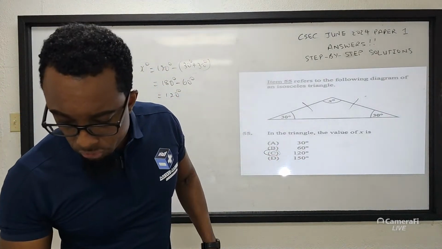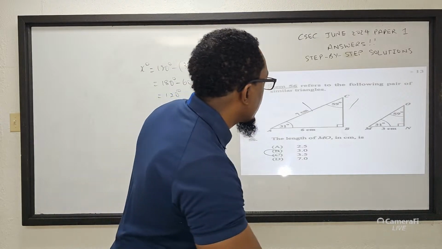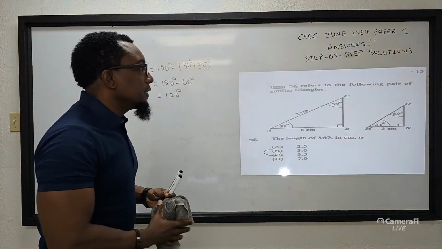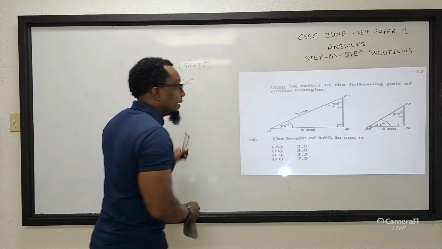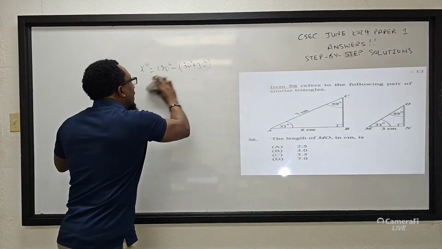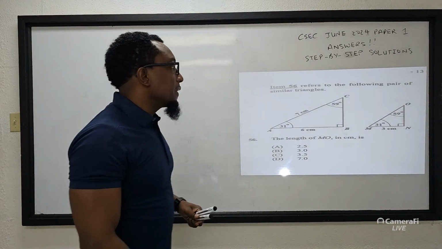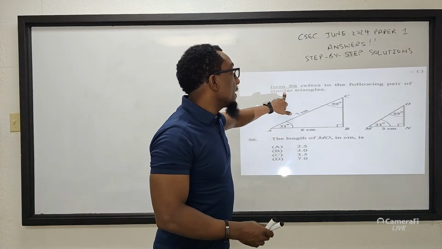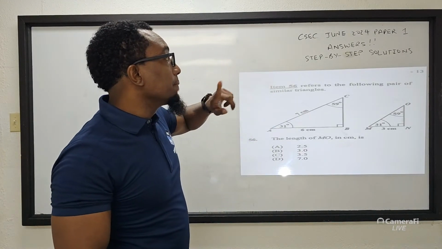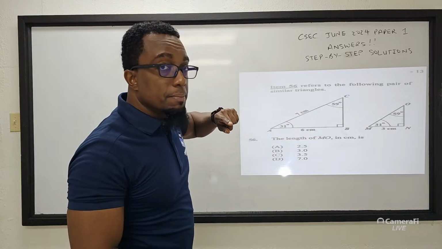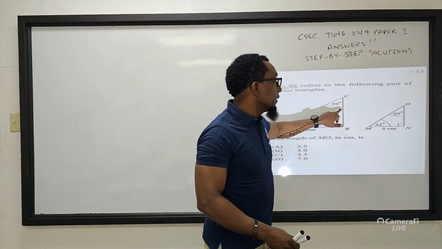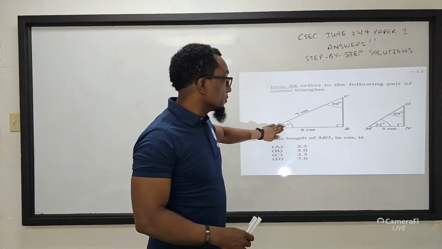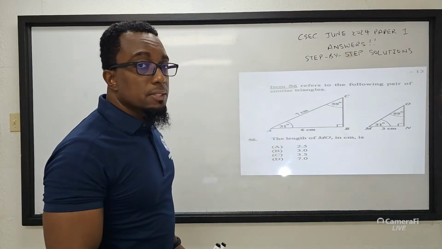Alright, let's look at 56. Right, this is another common question you do in your past papers. It says here, what's the length of MO? So we have two similar triangles here. Item 56 refers to the following pair of similar triangles, and they are similar because 3 angles of one are equal to 3 angles of the other. You see those two triangles have the same angle in the same position. 3 angles of one equal 3 angles of the other.